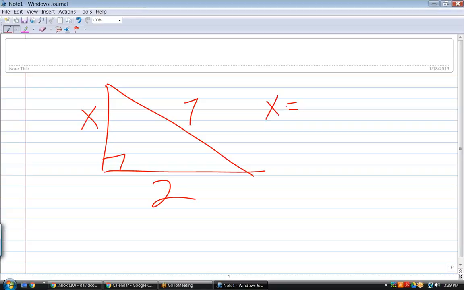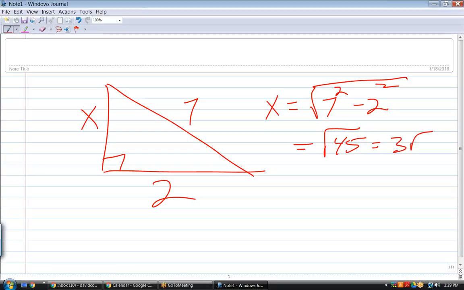x equals root 45. Okay. In other words, I don't really care about the answer. What I'm mainly looking for is, did you do it this way? 7 squared minus 2 squared. Right? Which is root 45. Simplify root 45. Root 9 times root 5, so you'd have 3 root 5. Good. Now we'll make it a square root of 7 instead.